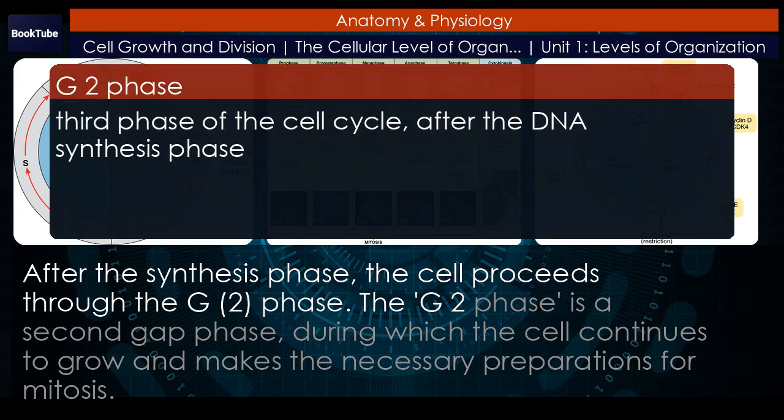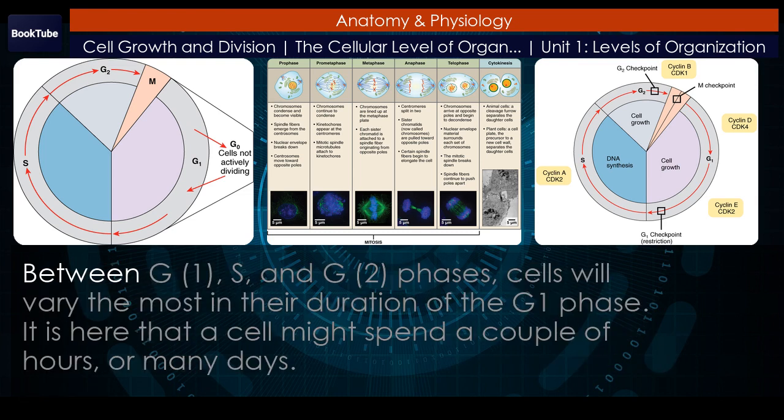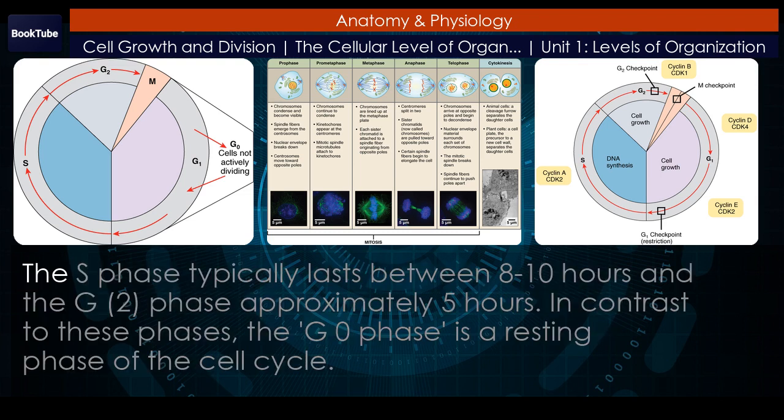The G2 phase is a second gap phase, during which the cell continues to grow and makes the necessary preparations for mitosis. Between G1, S, and G2 phases, cells will vary the most in their duration of the G1 phase. It is here that a cell might spend a couple of hours, or many days. The S phase typically lasts between 8 to 10 hours and the G2 phase approximately 5 hours.